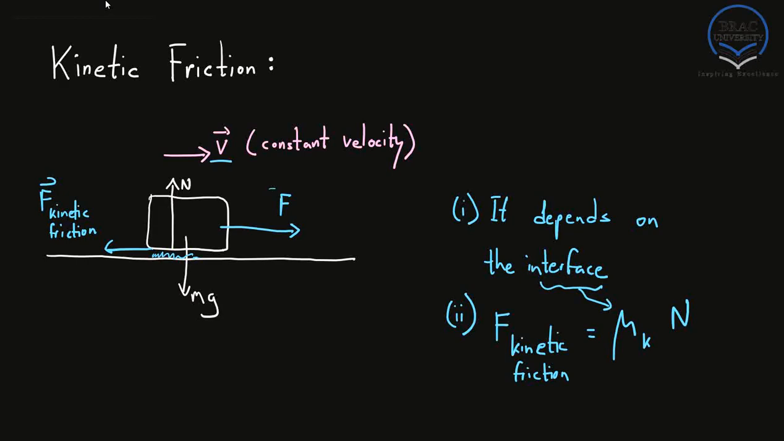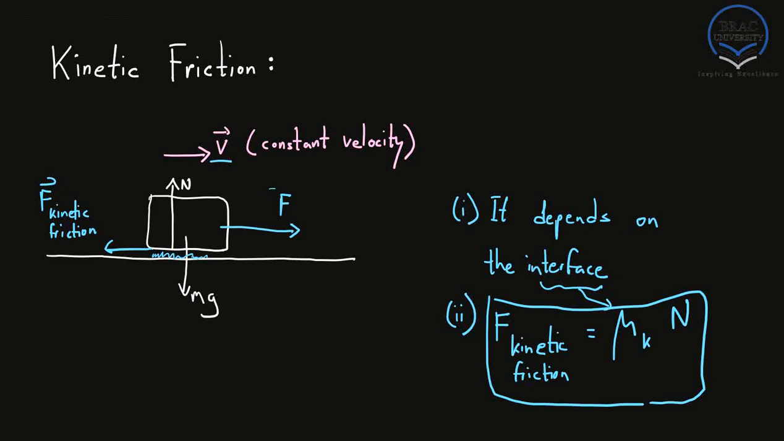There are some more interesting properties of kinetic friction, but for now these two are the most important ones that we have to deal with. Specifically, when doing problems, you will often be given the coefficient of friction, this mu k, and you might be asked to do some calculations.